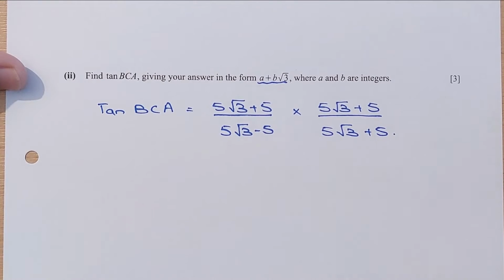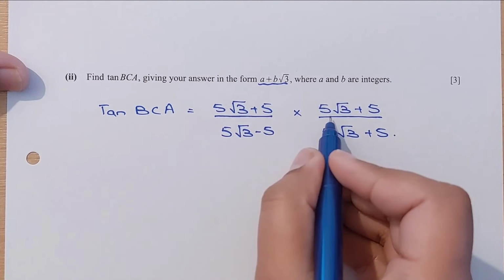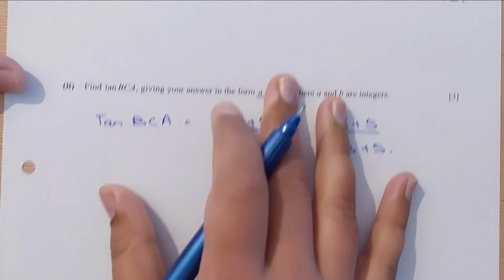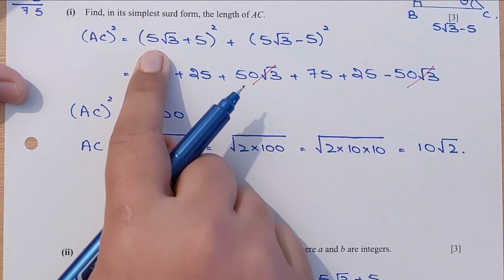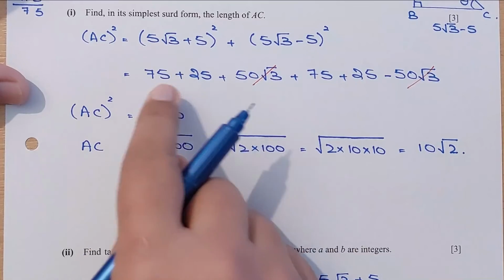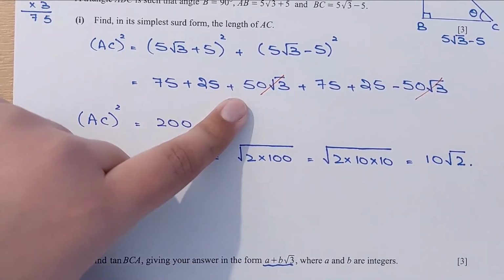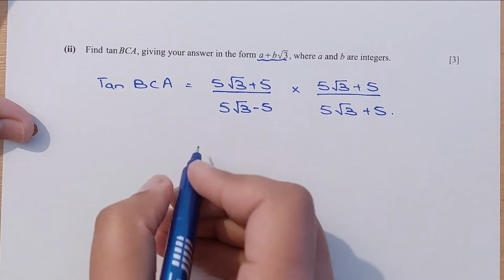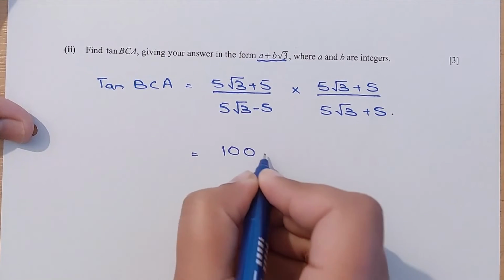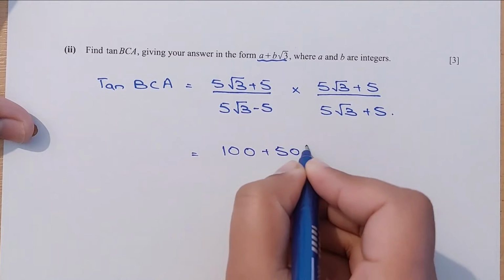Right, so this is 5 square root of 3 plus 5, its whole square, and we already opened the square. 5 square root of 3 plus 5 whole square is this term: 75 plus 25 plus 50 square root of 3. So this is basically equal to 100 plus 50 square root of 3.